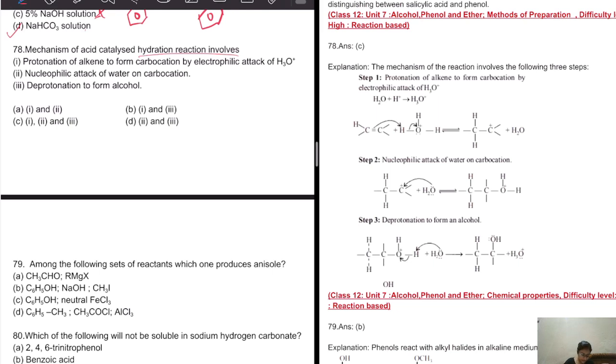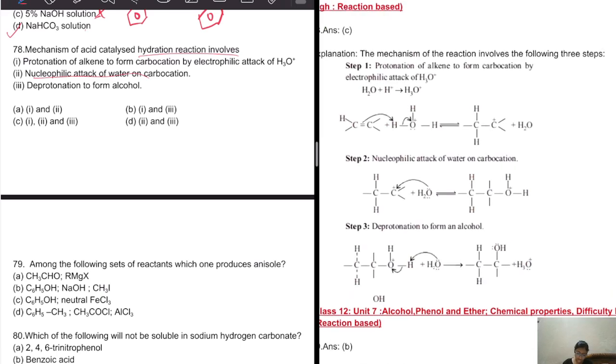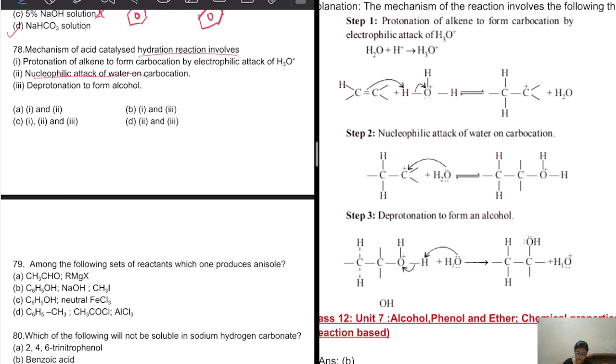So the options are protonation of alkene to form carbocation by electrophilic attack of H3O+, nucleophilic attack of water on the carbocation, and deprotonation to form alcohol. And we have to tell the steps involved. Okay, so let's see which all are the steps. Let's see the mechanism. In step 1, we have protonation of alkene to form carbocation.